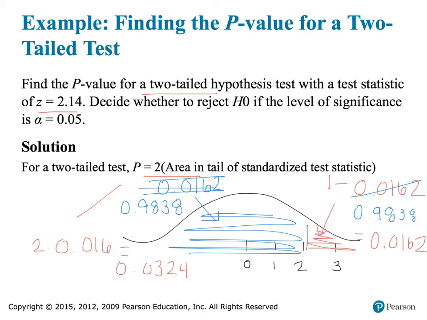If we're using a level of significance of 0.05, that is clearly less than or equal to 0.05, and therefore in this case we would reject the H0, because in order to reject and say we have evidence against the null hypothesis, we need a p-value that is in fact less than or equal to the level of significance provided.